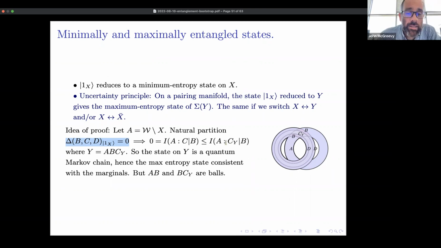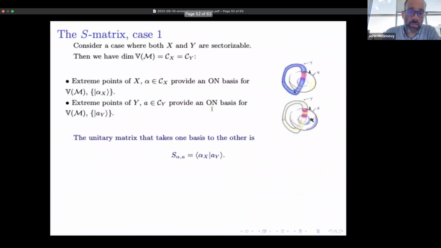And it says that the state of Y is a quantum Markov chain, which is the maximum entropy state consistent with the marginals. But the marginals, AB and BCY, are balls. And so it's the maximum entropy state, period. And so that's this statement. So given a global pure state on the pairing manifold, if I pick a state where X is in a minimal entropy state, say X is in the vacuum, then Y is necessarily maximally mixed within the information convex set.